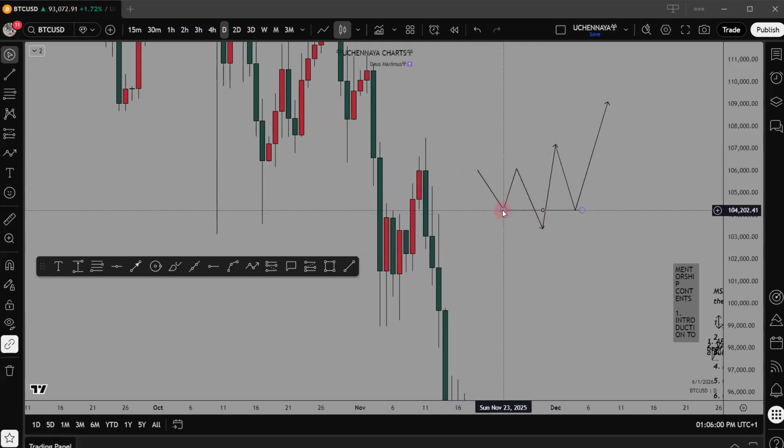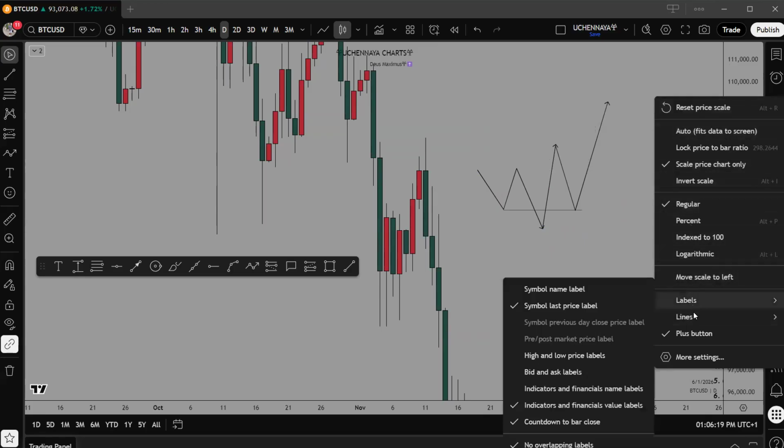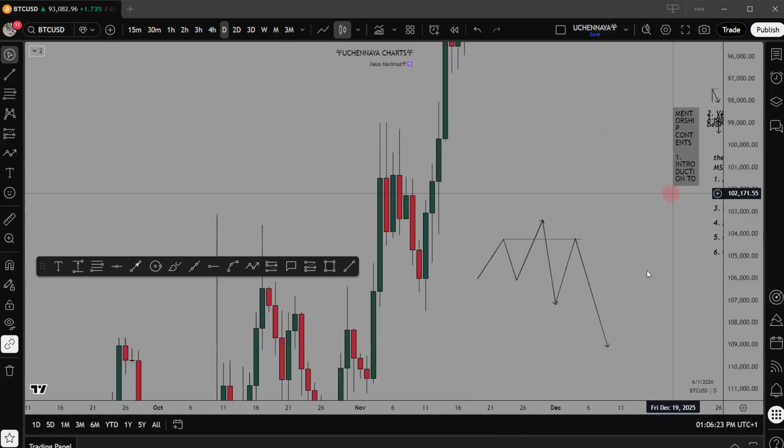This is a support that gets broken, turns into an SBR, and the SBR gets broken again. It becomes a QML or a left shoulder. Okay, it's also very simple.